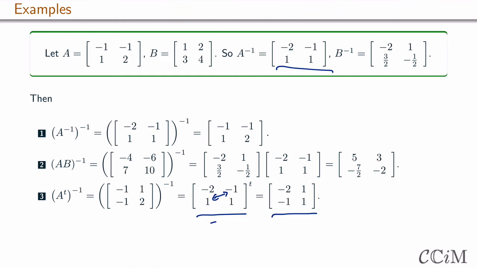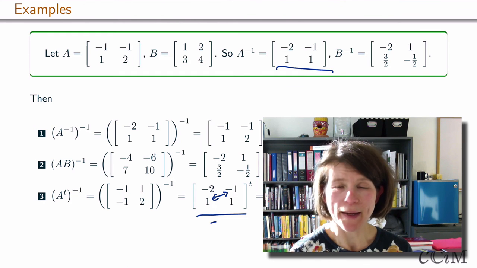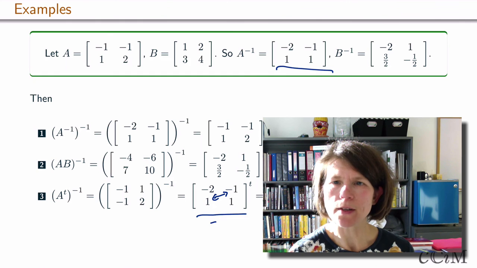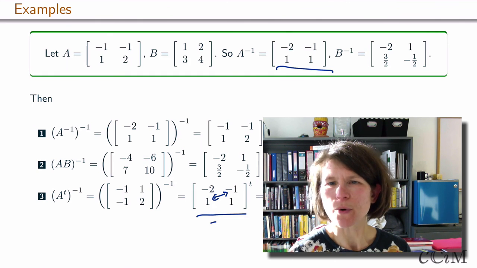So now you know how to find the inverse of a more general n by n matrix A, how to decide whether an n by n matrix A is invertible, and you even know a few facts about invertible matrices.